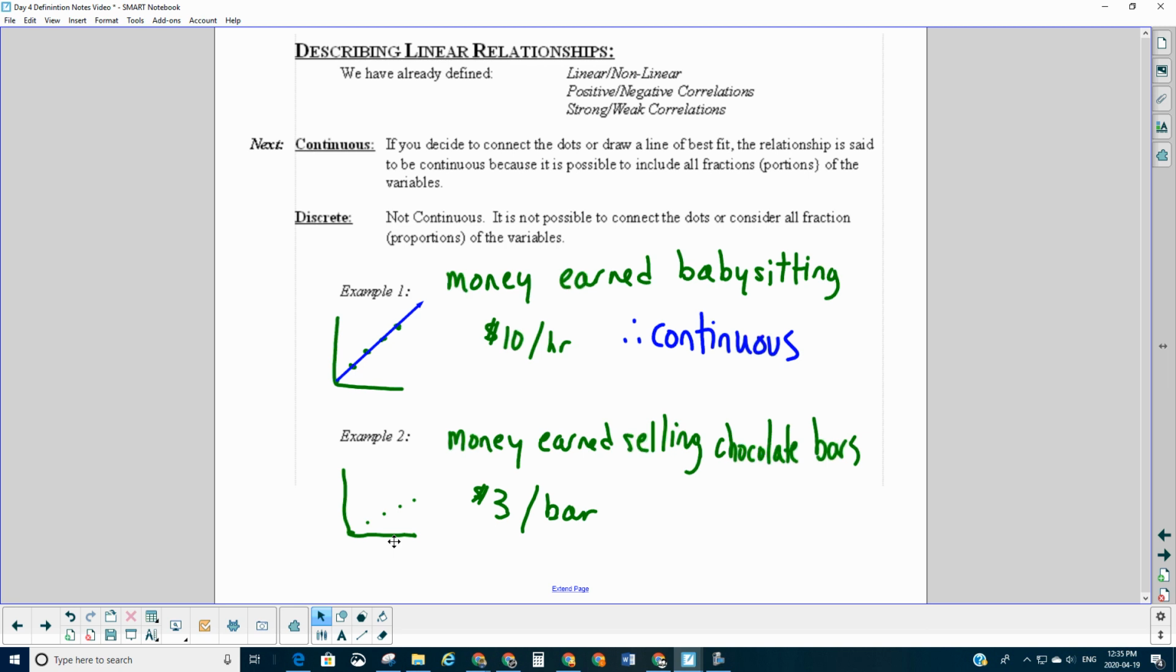Okay, so this is still a linear relationship, but we say that this one is discrete. You can't consider in between or all fractions of it. So it's still a straight line. You can still draw a straight line, a line of best fit, but instead we make it dashed. And this tells the reader that you're only talking about discrete pieces of data versus this where you're talking about all the continuous pieces of data. Here you can earn fractional amounts of money babysitting, but you can't earn fractional amounts of chocolate bars, and so it's discrete.